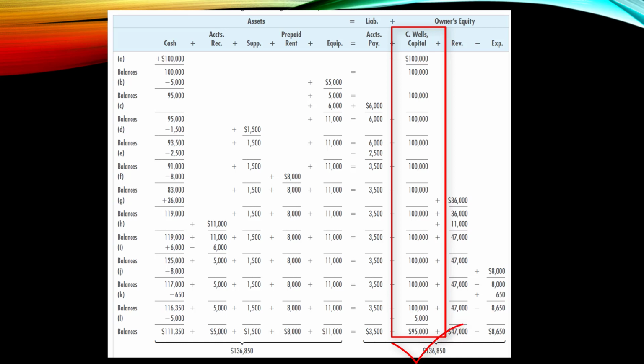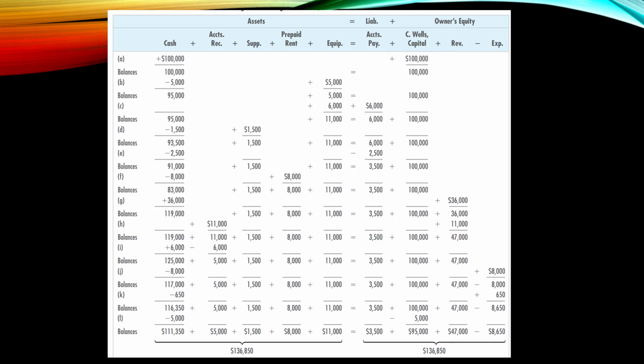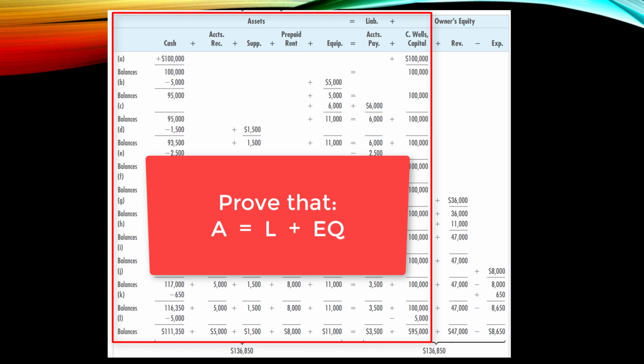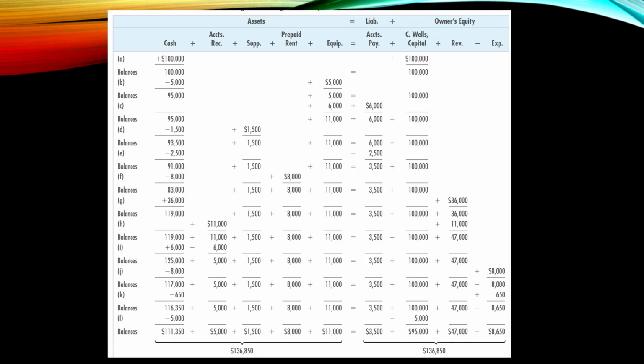And so if we look at the expanded accounting equation, what's left is to show that our accounting equation is in balance. In other words, we will show and prove that our assets are equal to the sum of the liabilities and the equity. Let's take a look at the balance sheet.